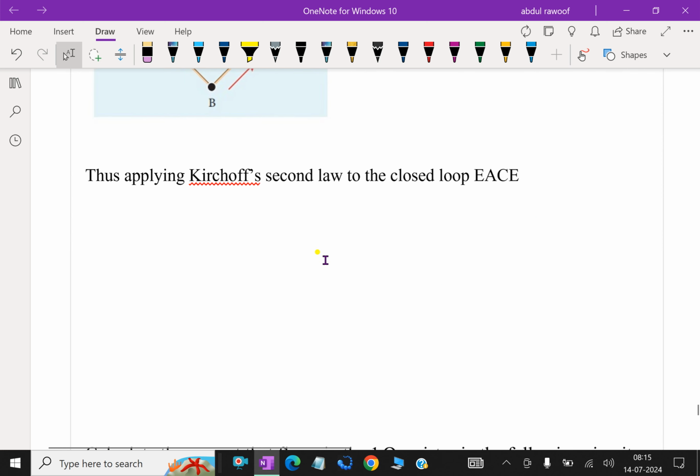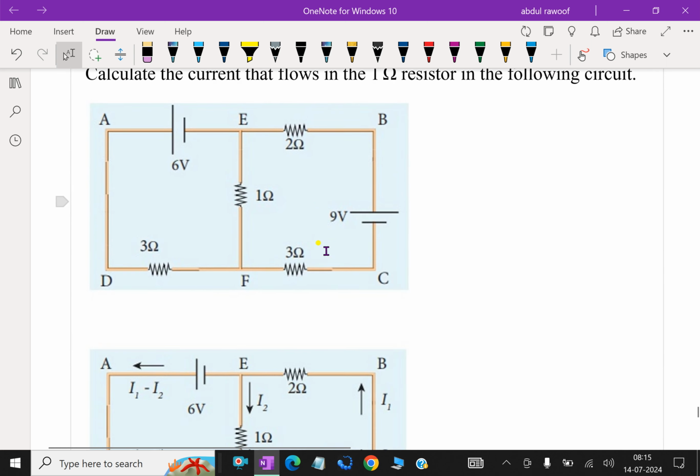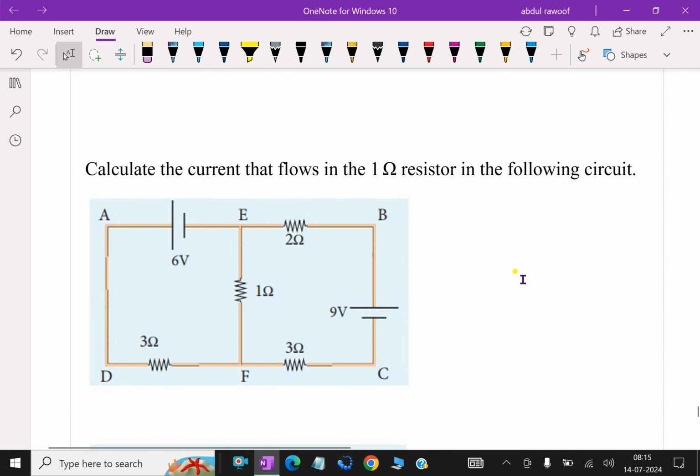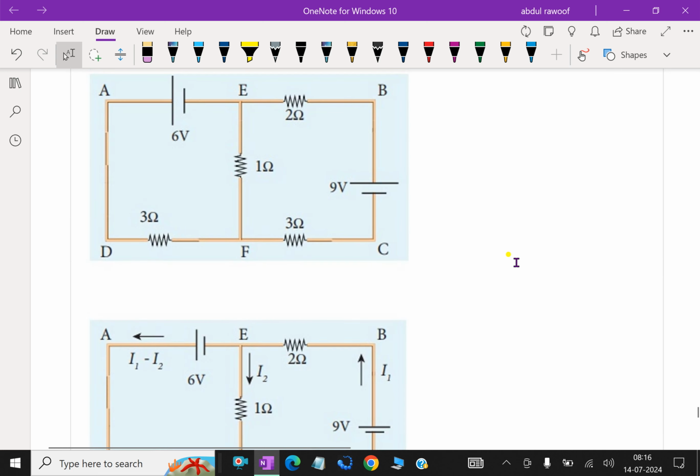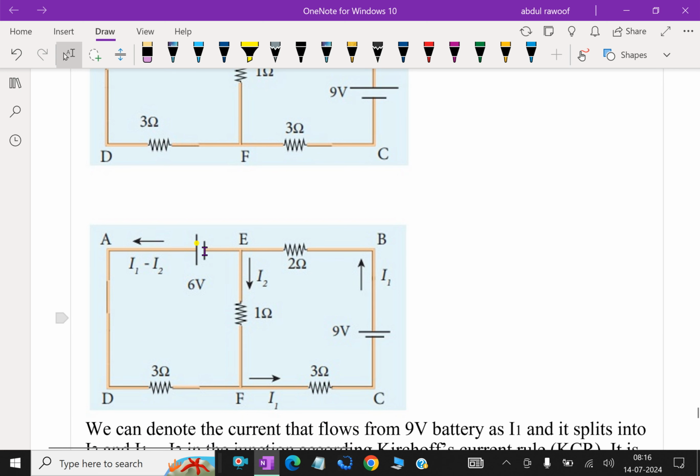Next one, calculate the current that flows into the 1 ohm resistor in the following circuit. Here the 1 ohm resistor is here. We have two loops here, EADF, and another loop is EBCF. Here we normally use the direction of the current from the negative to the positive terminal of the battery. So here the current is splitting.